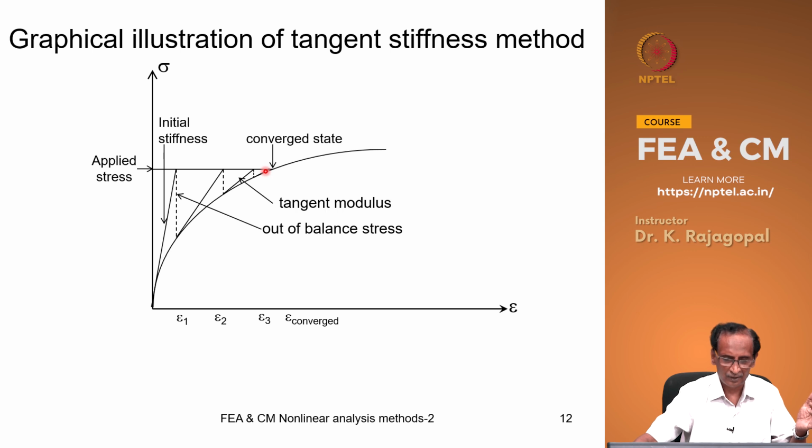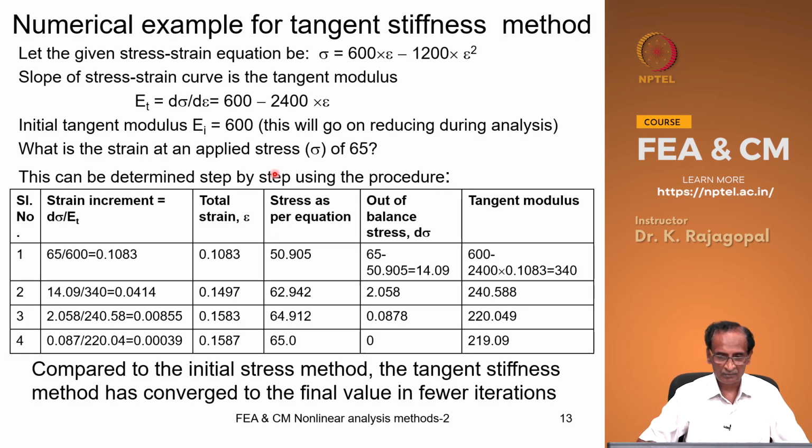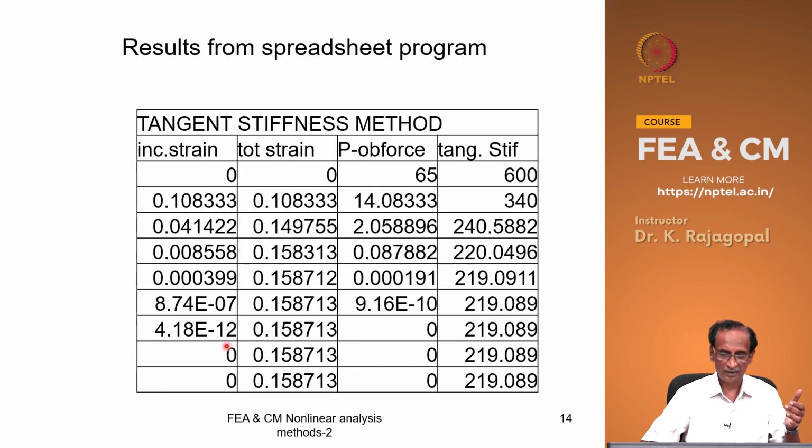Then we can reach convergence very fast in this tangent stiffness method, because we are following the curve as much as possible. So, that is what we see: within 4 steps for the same problem our out of balance stress is nearly 0, whereas with the initial stress method even after 6 iterations there was some out of balance stress. Our total strain calculated is 0.1587, which is exactly equal to the solution of that equation.